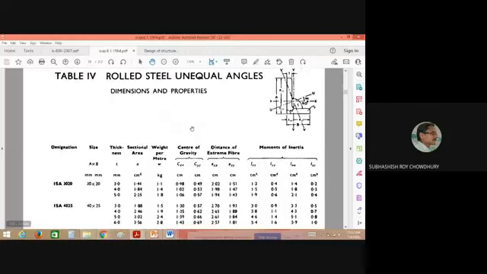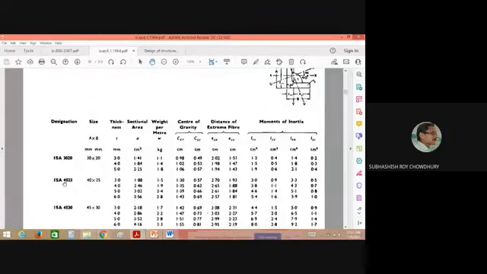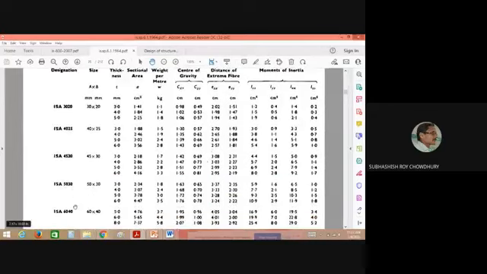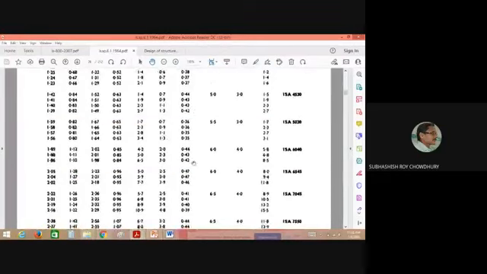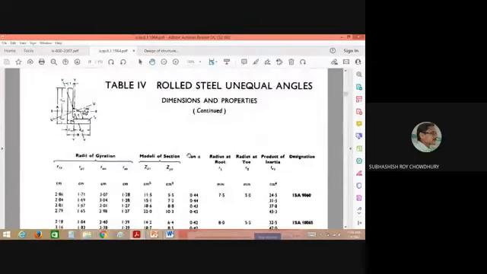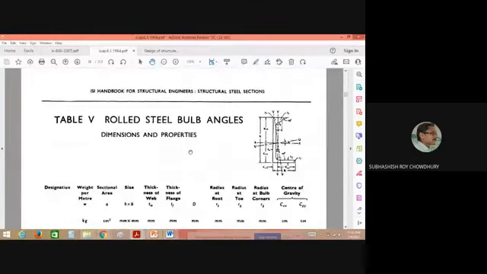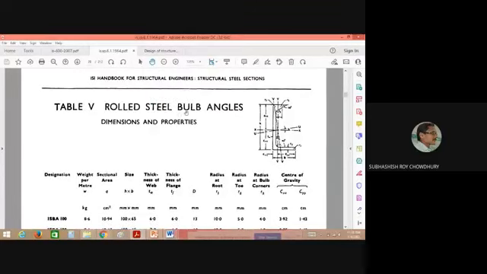So this is the rolled steel unequal angle section, and you may note that here the designation is written in this way: ISA 40-25, 45-30, 50-30, like that. Okay, so 50 is the larger leg width, and 30 millimeter is the smaller leg width. So in this way, these details are there for different unequal sections. So these are the unequal sections, up to 200 by 150. That is probably the last one. Then some other sections are there. This is the bulb angle, etc. We generally do not use this one.